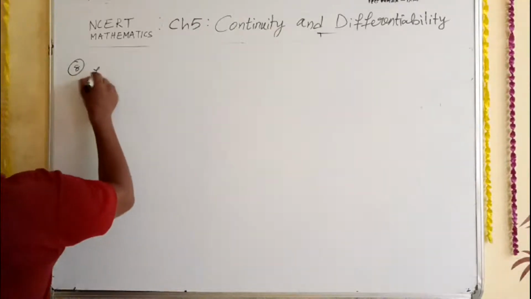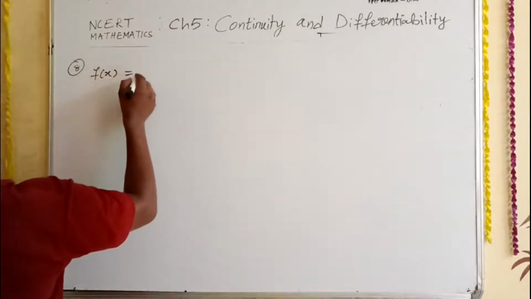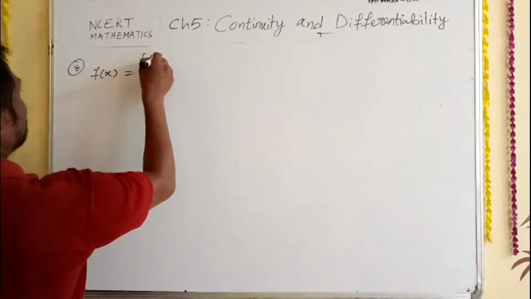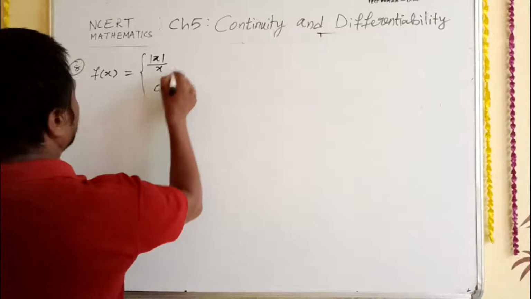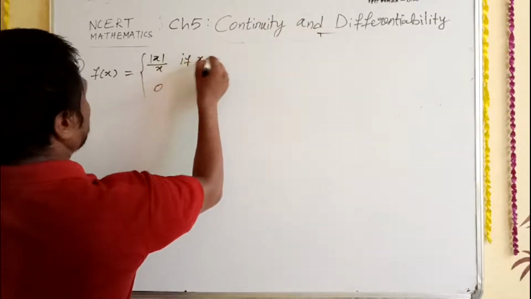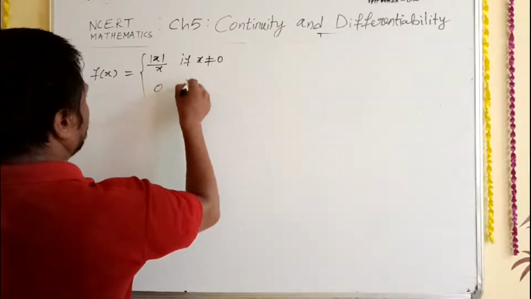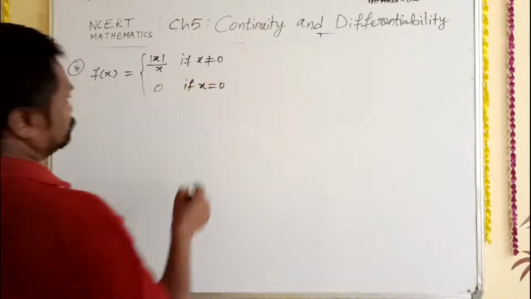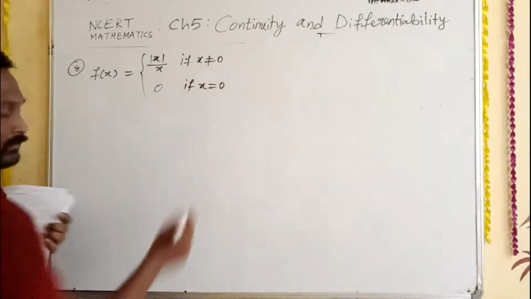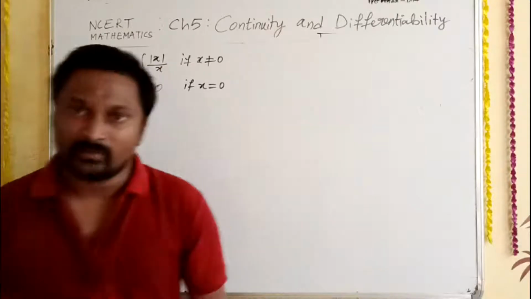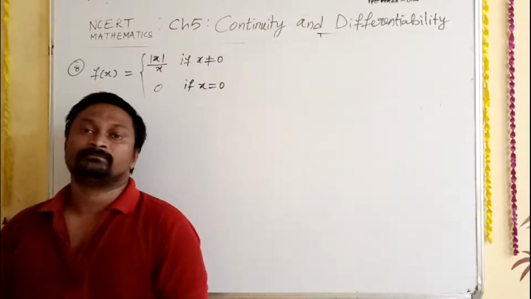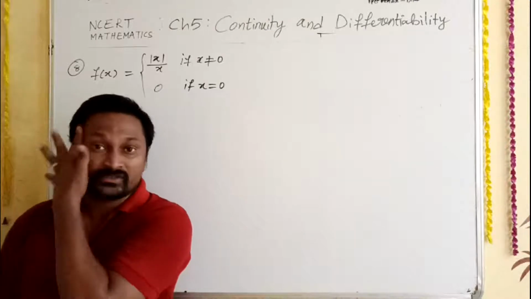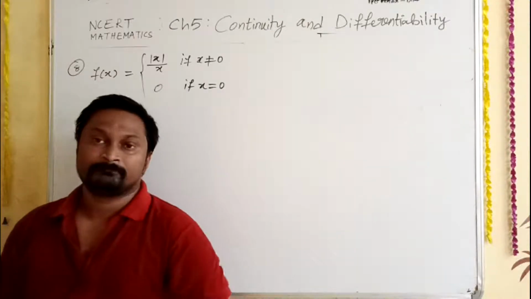f of x is equal to modulus of x upon x if x is not equal to 0, and 0 if x is equal to 0. So do you want this question? Firstly answer. If you want, I will explain.